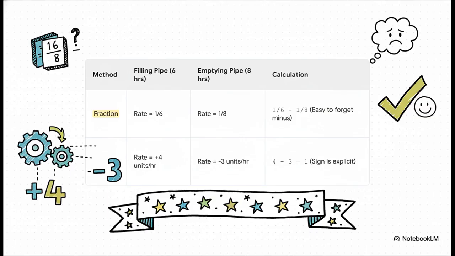With the LCM method, our total work is 24 units. The filling pipe has a rate of +4. The emptying pipe has a rate of -3. The sign is right there, attached to the number. It's not something you have to remember to do. It's just part of the rate. It makes it so much harder to mess up.